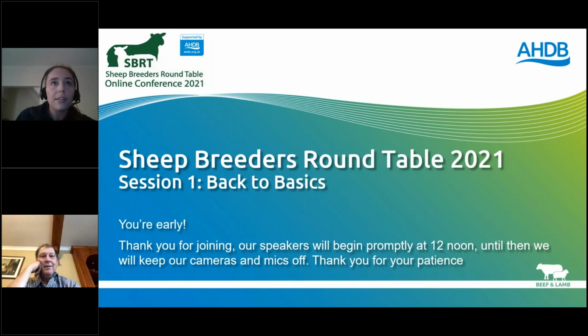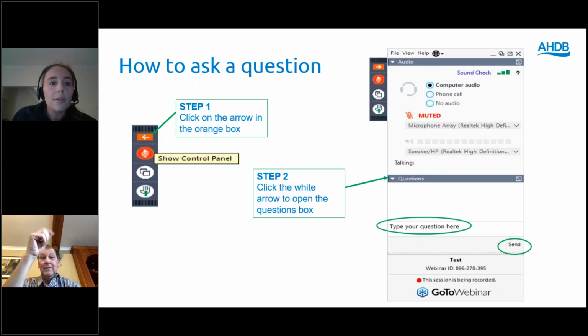Just to introduce the technology then. This is just how to ask a question. We will be doing questions throughout today. If you just click on the orange arrow in the top of your screen, like step 1 says, it will extend a box. And within that box near step 2, you can see there's a little questions panel. You can click that and you can type your question there, and that can go to Leah. And Leah will then ask those questions on your behalf, and we'll do that throughout.